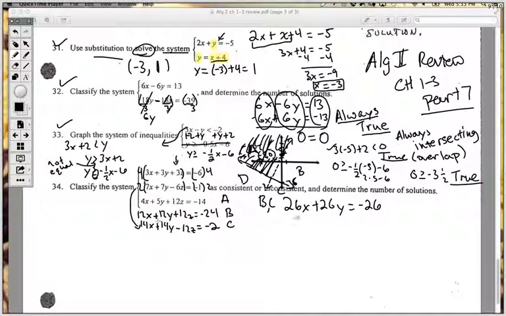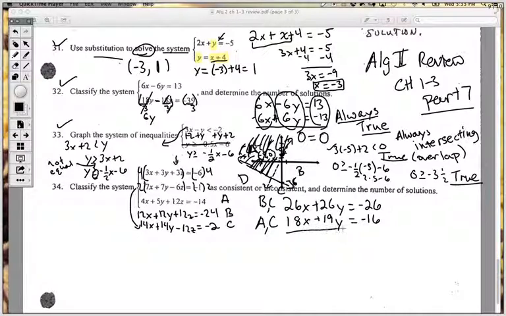Then for the other one, if I were to combine A and C, let's see what would happen there. A and C, 4x and 14x, that makes 18x. And then I have 5y and 14y, and that's going to give me 19y. And then in the end, negative 14 and negative 2 put together give me negative 16.